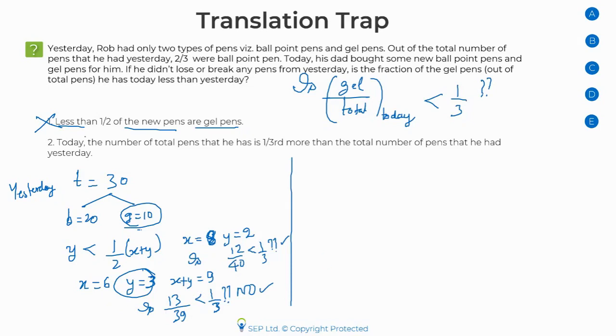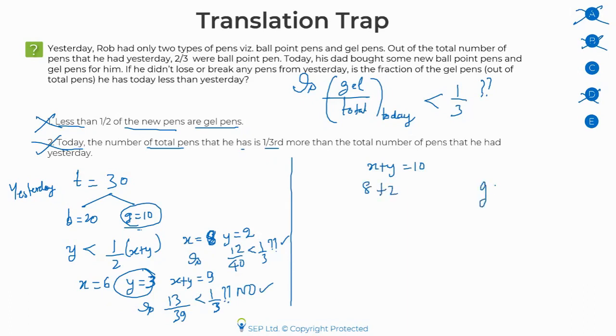Second statement, today the total number of pens that he has is 1/3 more than the total number of pens that he had yesterday. So X plus Y is 10. I have no information about what is X, what is Y. So definitely I cannot answer this question with certainty. So alpha, bravo, and delta can be eliminated very easily.